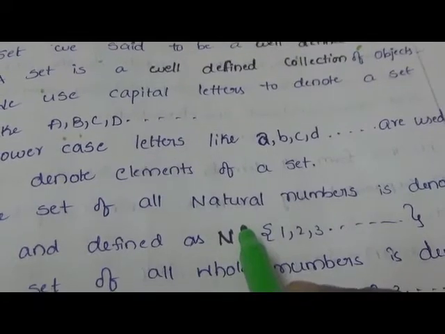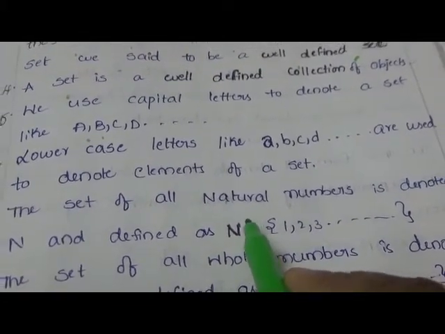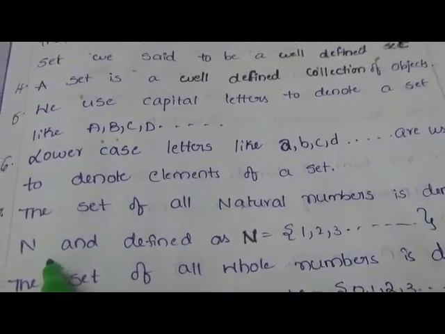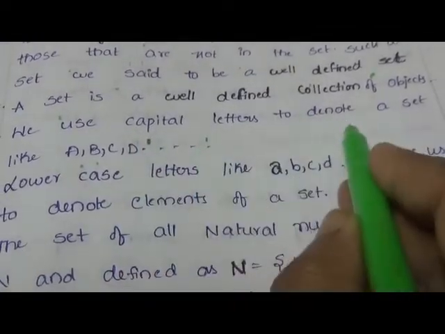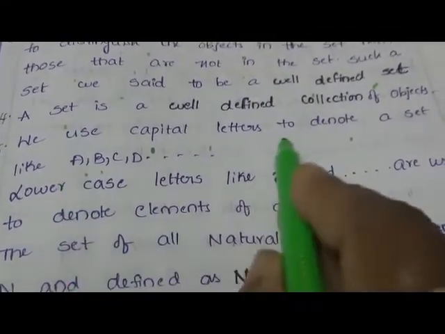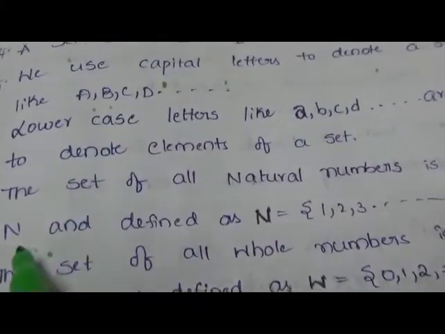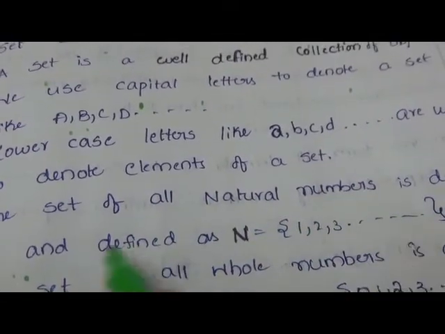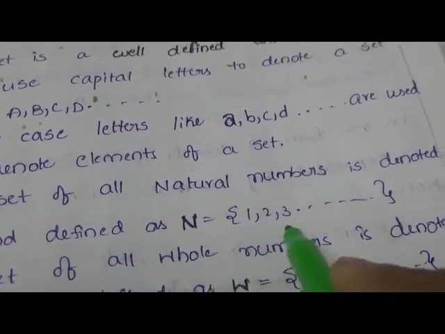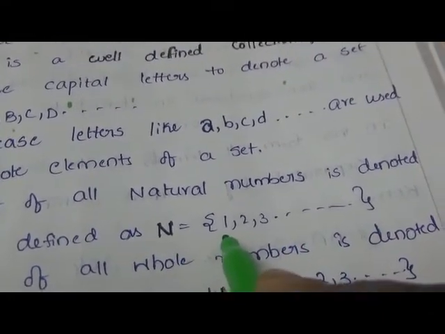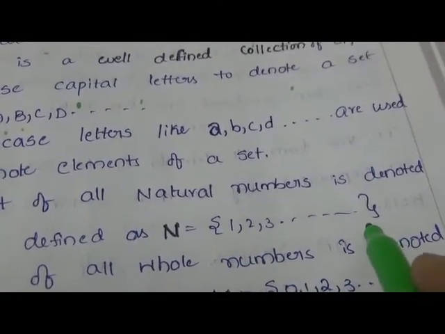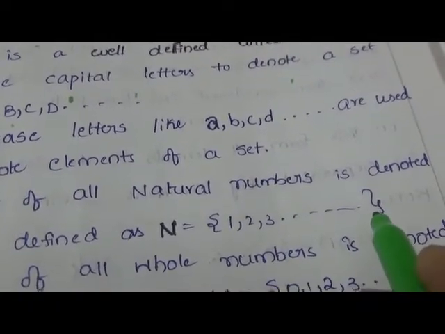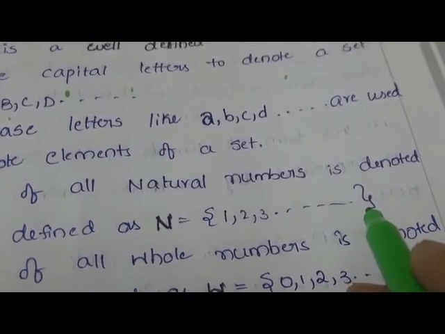The set of all natural numbers is one example, very familiar to you from your lower classes. The set of all natural numbers is denoted by capital N, right? It is denoted with a capital letter as a set. So capital N is identified as all the natural numbers, denoted as N = {1, 2, 3, and so on}. The natural numbers start from 1, 2, 3 and so on. The last element in this set we don't know, right? That is infinity, which is not defined.